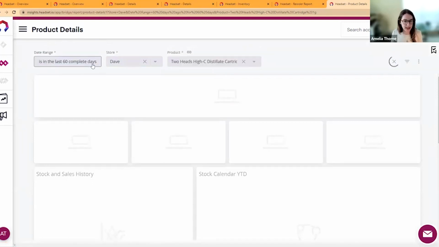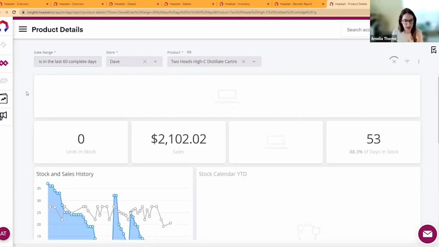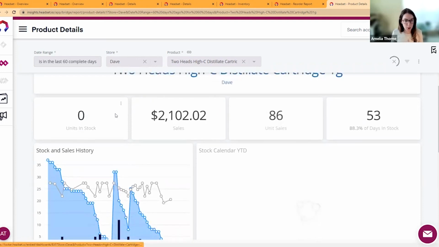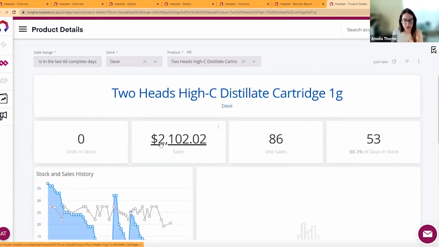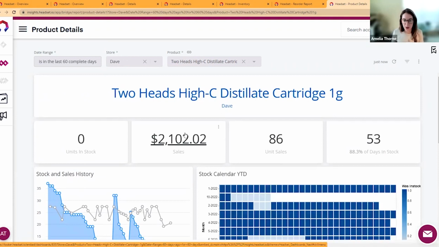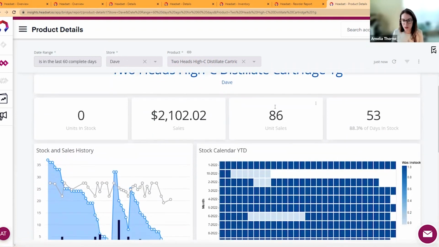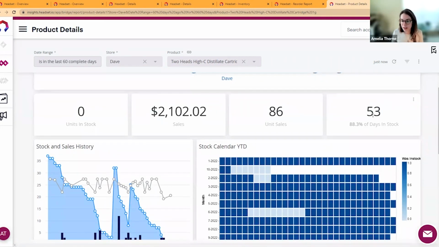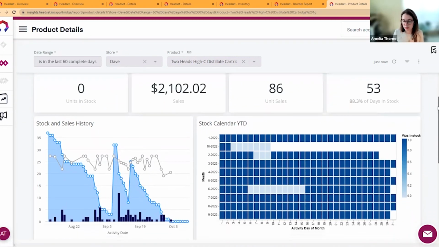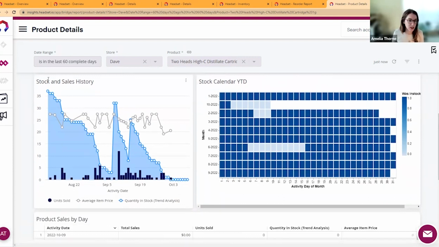And in the last 60 days at the store of Dave, we're looking at this 2 heads high C distillate cartridge. We have 0 in stock right now. In the last 60 days, it's brought in $2,000. We sold 86 units in the last 60 days, but it's only been in stock 53 days out of the 60, so 88.3 day in stock percentage.